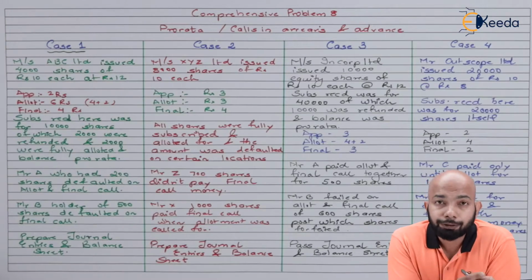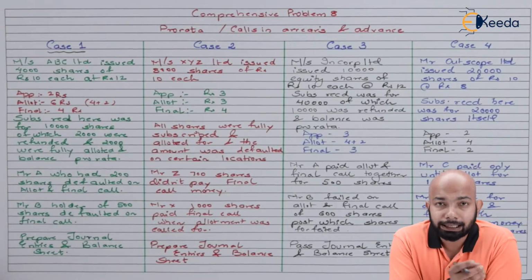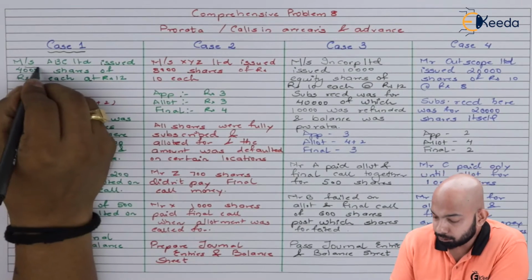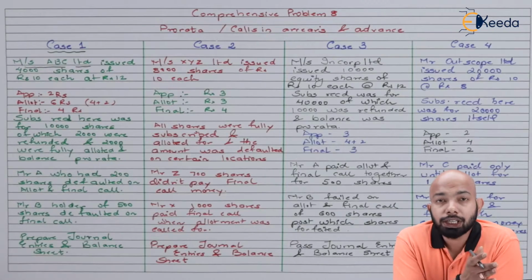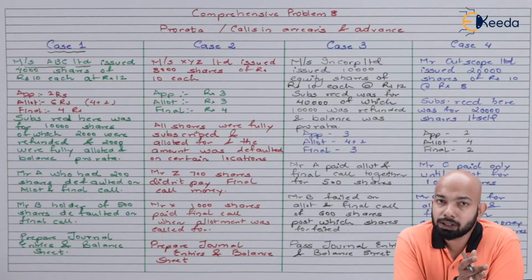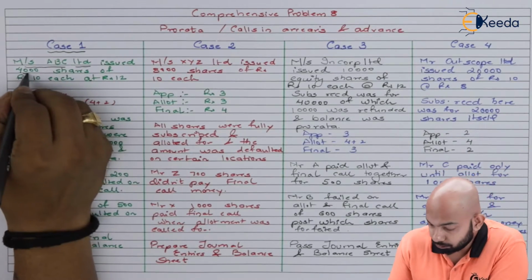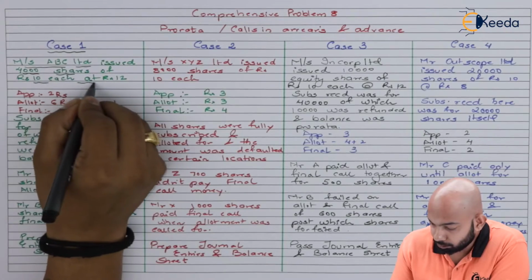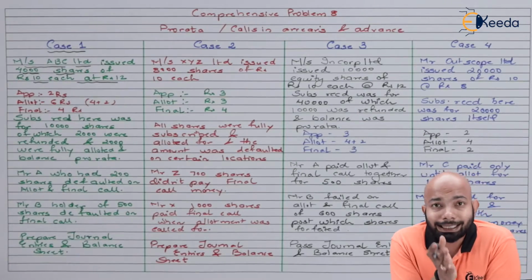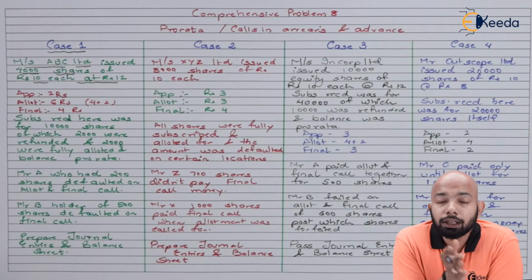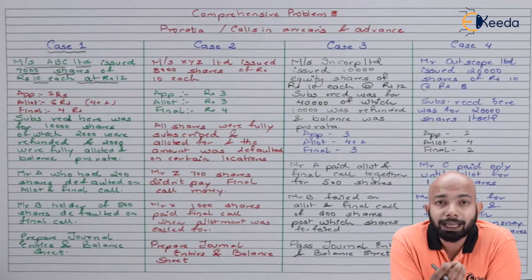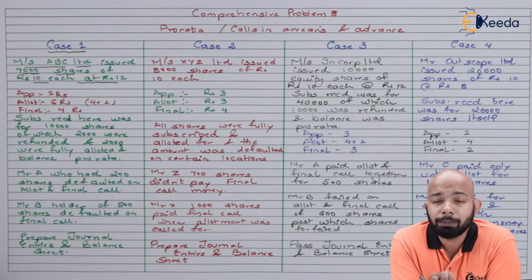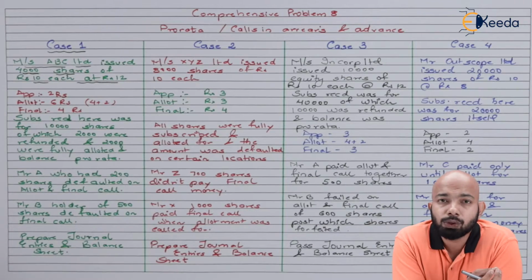Now, case 1 refers to Messrs. ABC Limited, who has issued 4,000 shares of rupees 10 at rupees 12. That means here is the case of a clear-cut issue of shares at premium. 10 rupees is the face value, the issue price is 12. That means 2 rupees is the premium that will be adjusted when it comes to allotment due.